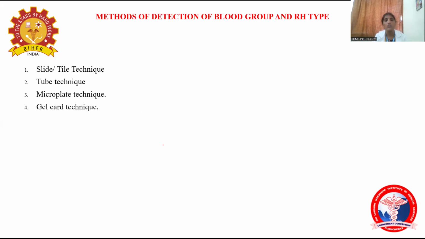Sorry, blood grouping. So, what are the methods of detection of blood groups and Rh type? Number one is the slide and tile technique, which all of you should have done in your first year, done over a slide or even a big tile. Second is the tube technique, using glass tubes. Third is the microplate technique, where one microplate carries almost 96 wells, so you can do multiple patients at the same go, and it is more sensitive as well.